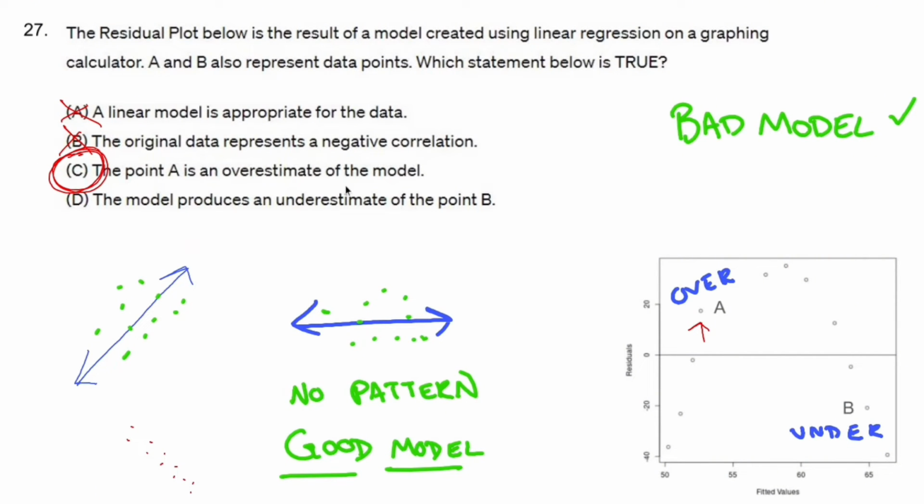Now, if you're looking at this and saying, whoa, whoa, whoa, I see that word right there, how can the answer be C? Watch the words. The model produces an underestimate of the point B. Our words are backwards. The model is up here. B is down there. So it's not saying B is an underestimate of the model. It's saying the model is an underestimate of B. It's backwards. The model lives above B. So the model overestimates B, not underestimates B.